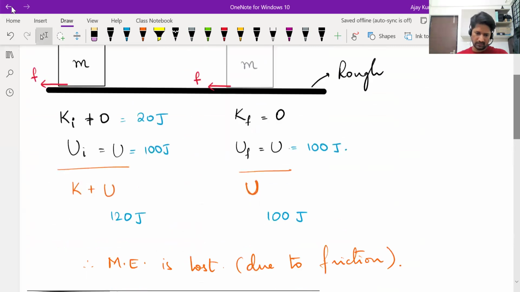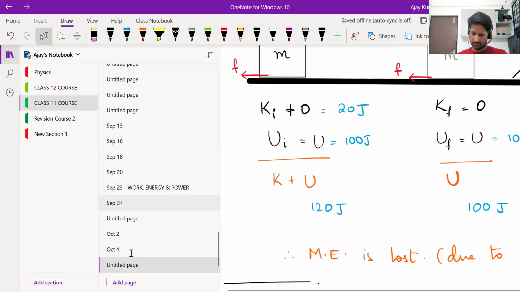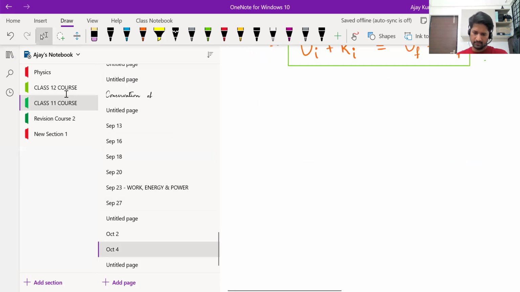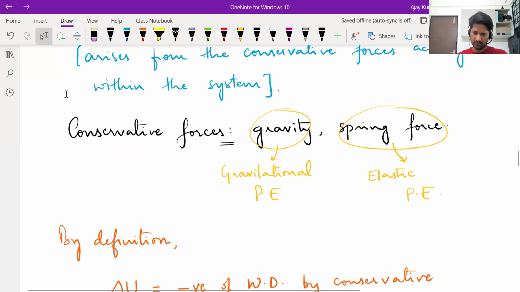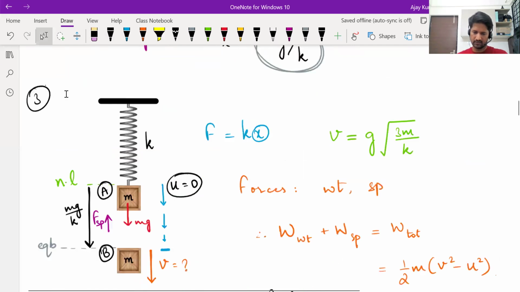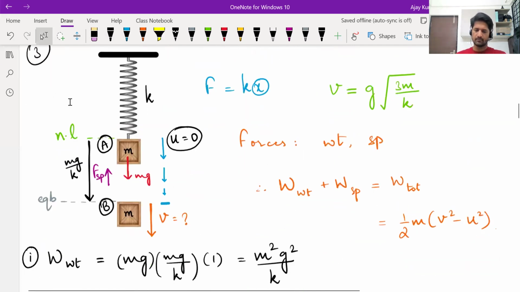Now, last class, I think we had solved one question where a block connected to a spring was released when the spring is at its natural length. When the spring is at natural length, it does not exert any force, but the weight of the block will be acting and it will pull the block down.